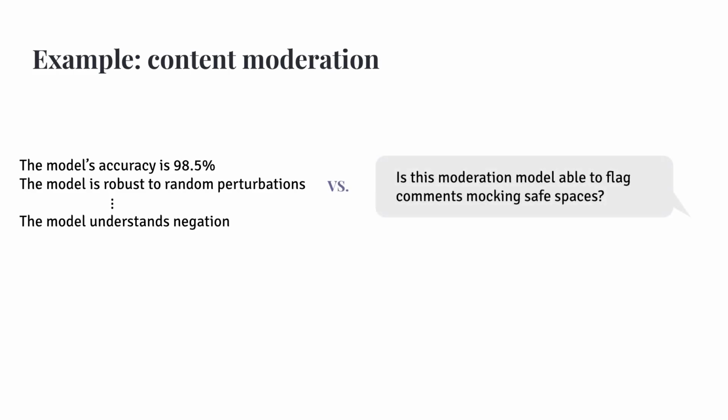For example, it'd be much harder for a moderator to ask the question, is this moderation model able to flag comments mocking safe spaces with existing evaluation methods? That's because this requires understanding a semantically meaningful concept, which can't be easily formalized or described with low-level features. And it stems from users' personal knowledge about the types of things that are important in their context.